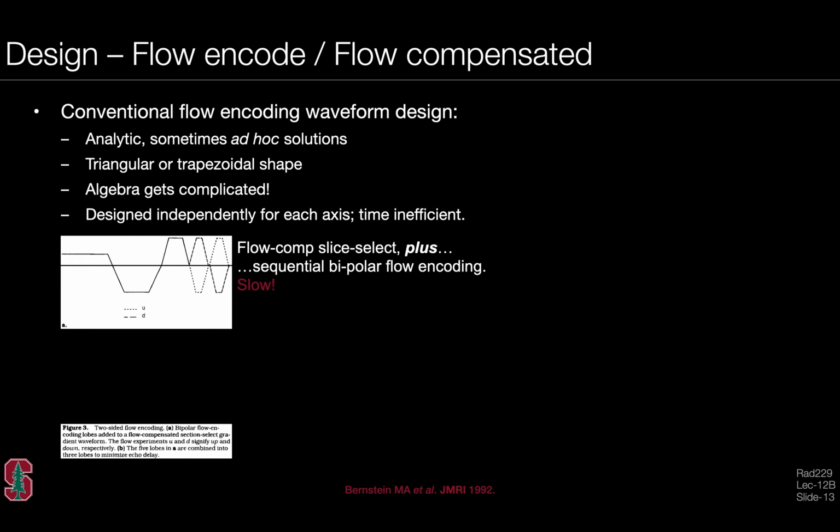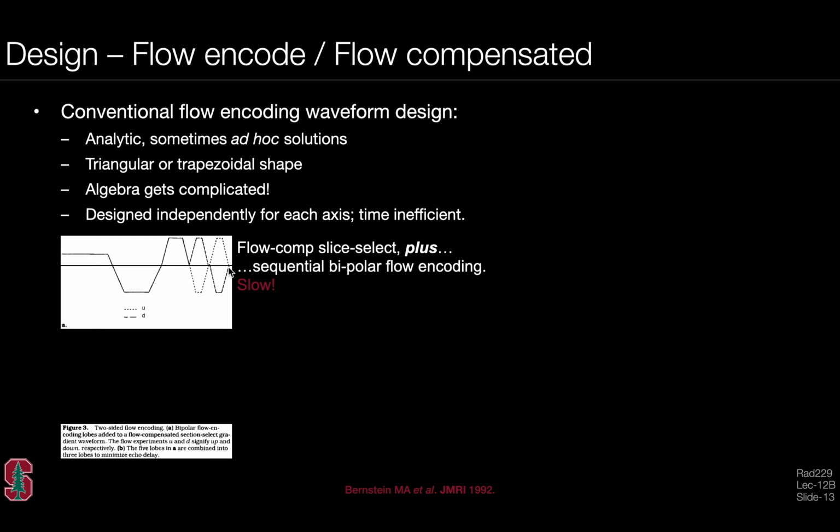So here's one approach one could consider if they wanted to design a flow encoded or a flow compensated gradient waveform. This is the slice select gradient that's used for exciting the slice, and then it's refocused and flow compensated through this solid black line gradient. You could subsequently add a bipolar gradient after that to then add additional flow sensitization.